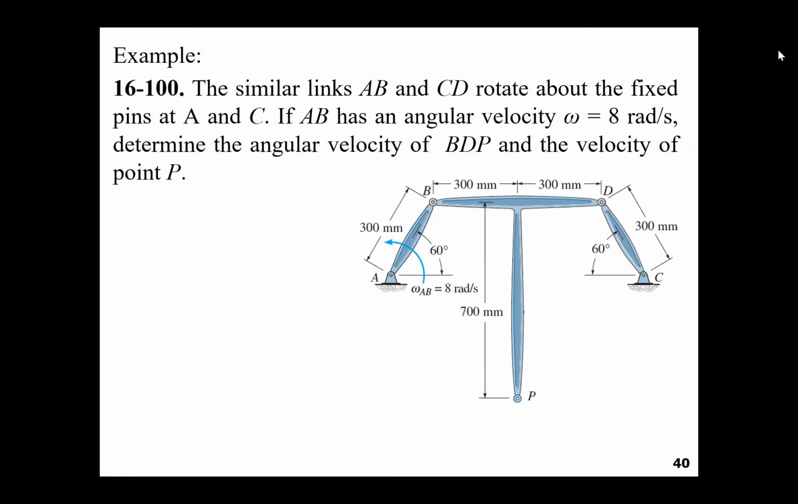Let's try this example. You have a T-shaped link connected to the other 2 links, so AB, BD, CD, and BD is kind of like a T-shaped BDP. The problem says link AB has omega of 8 radian per second this way. You want to find the angular velocity of link BD or BDP and the velocity of point P. And I'm going to use IC to do that, okay?